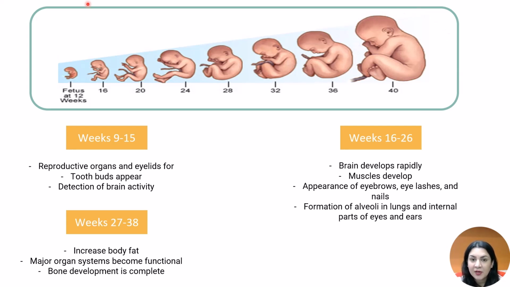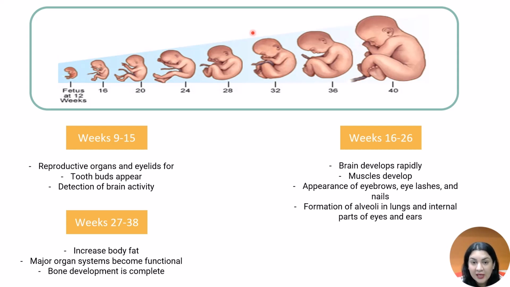So again, this fetal period of development starts at the start of the 9th week of development, all the way through to birth of the fetus, which occurs between 37 and 42 weeks after fertilization. So if we talk about weeks 9 to 15, here you have the development of the reproductive organs, the eyelids forming, tooth buds start to appear, and a little bit of brain activity can be detected at this stage as well.